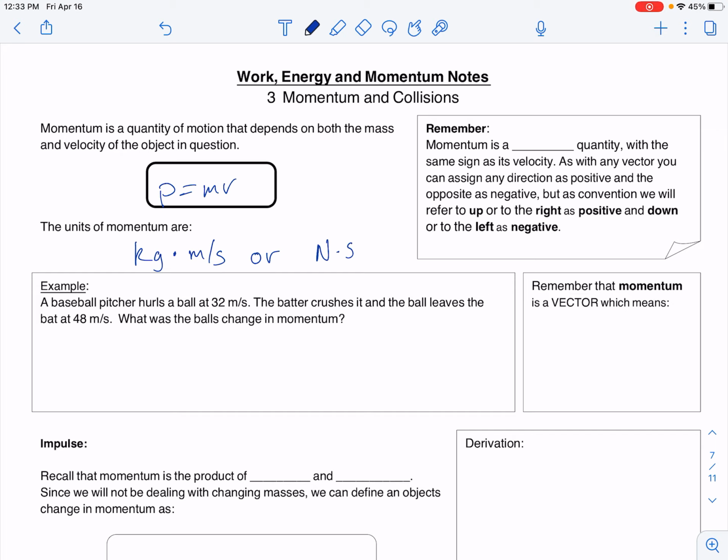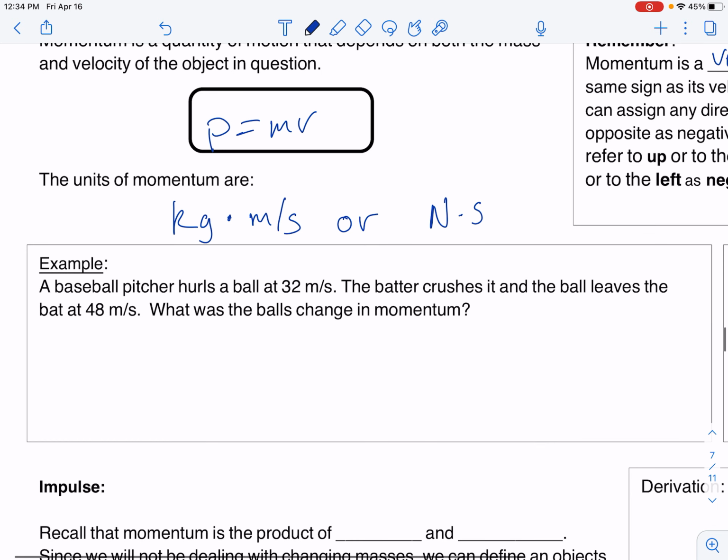A couple things. Momentum itself is a vector quantity. It's going to have magnitude and direction. Direction does matter. So simple formula, and we can try applying it here in our first problem with a baseball pitcher hurling a ball at 32 meters per second. The batter's going to crush it, and the ball leaves the bat at 48 meters per second. What's the ball's change in momentum? Feel free to pause the video, and then we will take a look at the solution.